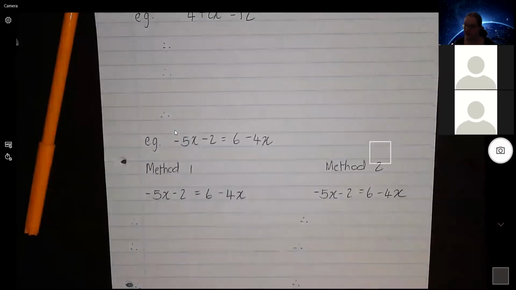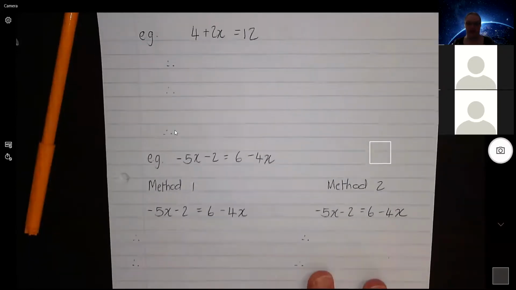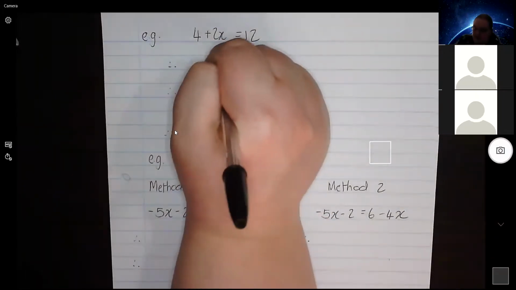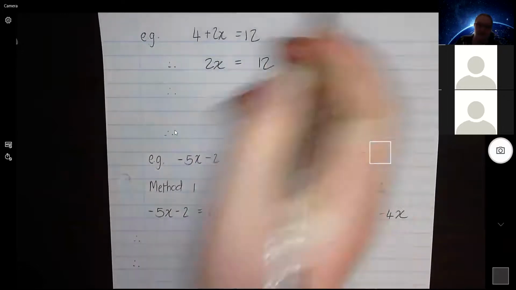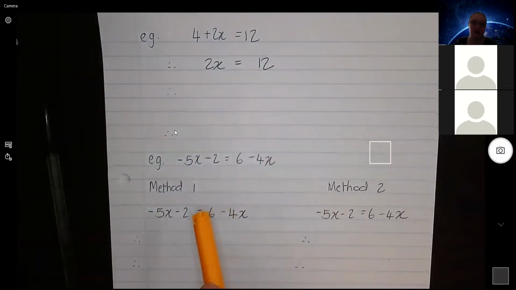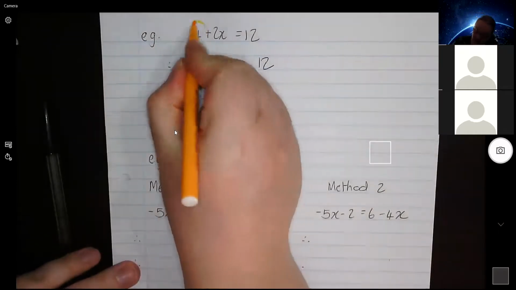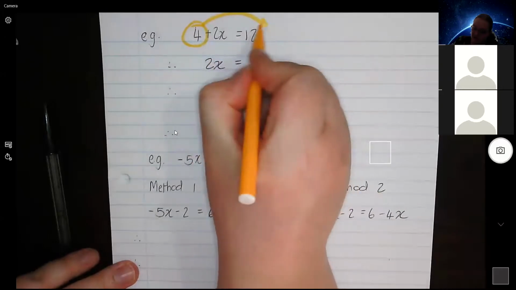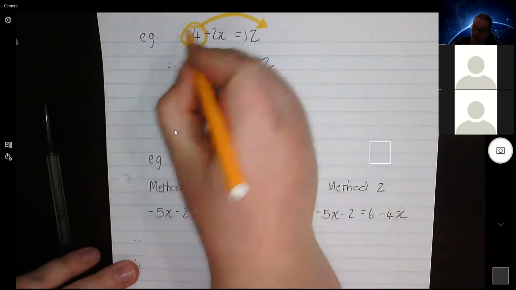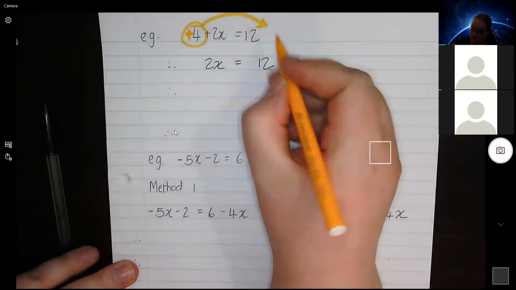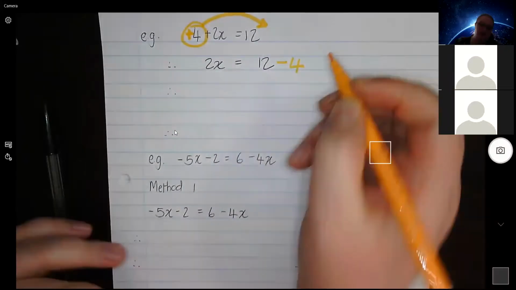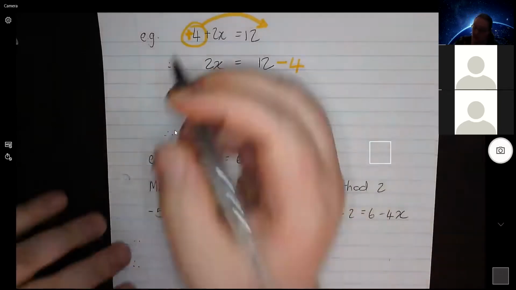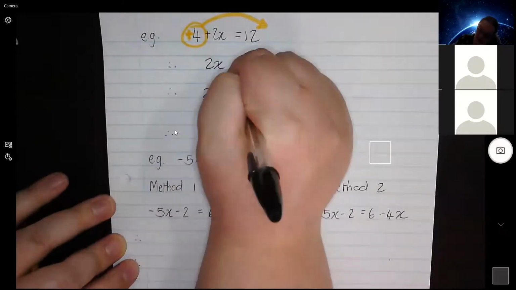Okay. So let's have a look at something like this. Again, we want to get the x alone. So we want the 2x to stay where it is, and we want the 12 to stay where it is. Its friend is the 4. The 4 needs to come find it. So the 4 goes walking around to come find it. It was positive on this side, so it becomes negative on the other side. It's unhappy with how much it had to walk to come find the 12. Okay, so now we have 2x equal to 8.